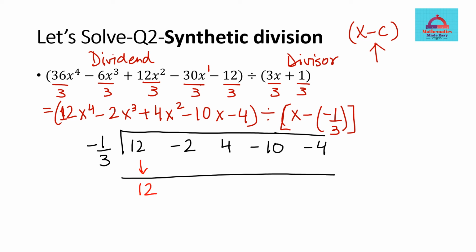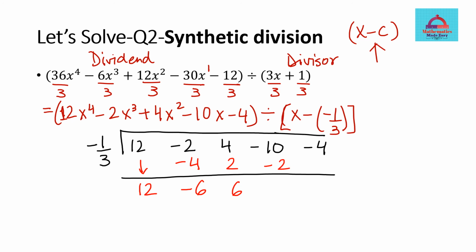Now we are going to start the multiplication. So 12 will be multiplied with negative 1 over 3. It's the same as 12 divided by 3 with a negative sign, so it is going to give you negative 4. You put that below the next term and then add them up. So negative 2 and negative 4 will give you, on adding, negative 6. Again do the same thing. Now we are multiplying negative 6 with negative 1 over 3. It is the same as 6 divided by 3, so 2. Now 4 plus 2 is 6. Again do the same process and what you get is negative 2.